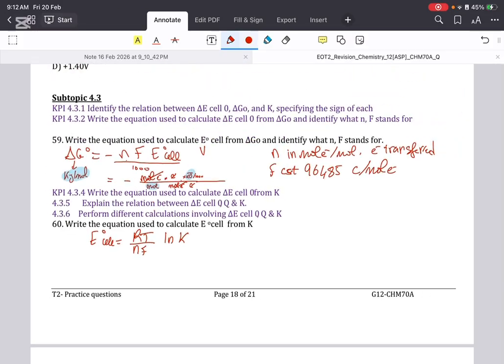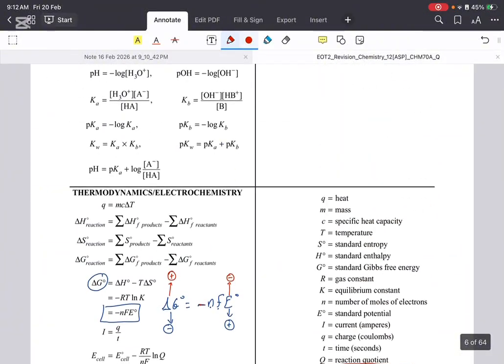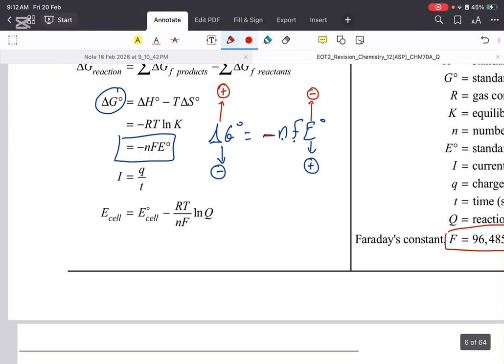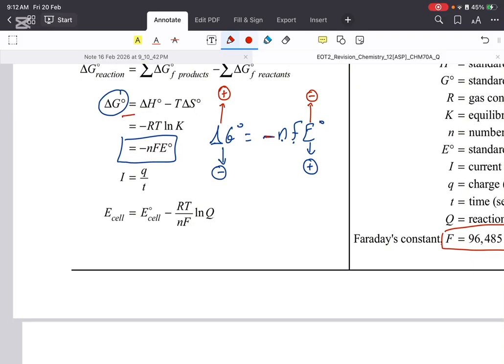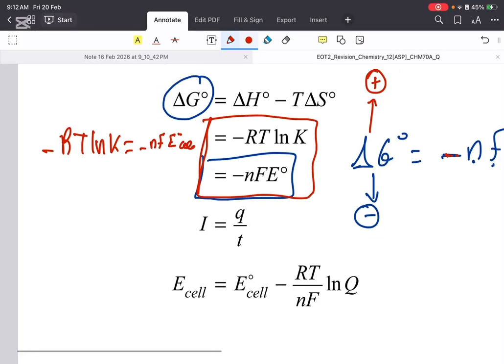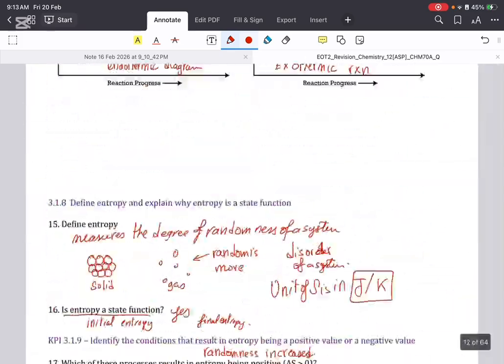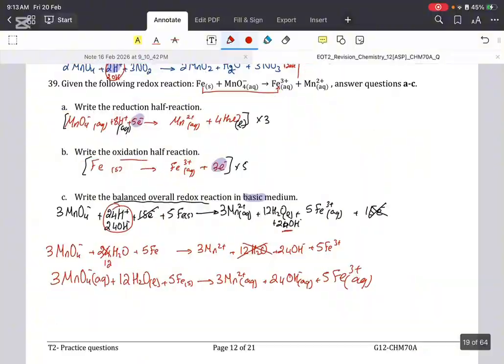Again, I'm gonna show you this in the formula sheet. It's over here. You don't have to memorize it. You see this one? I have these two formulas over here. So if I say minus RT ln K equals minus NF E cell, so minus and minus, they cancel out. So E cell is RT ln K over NF. Here's the formula. Let's continue.